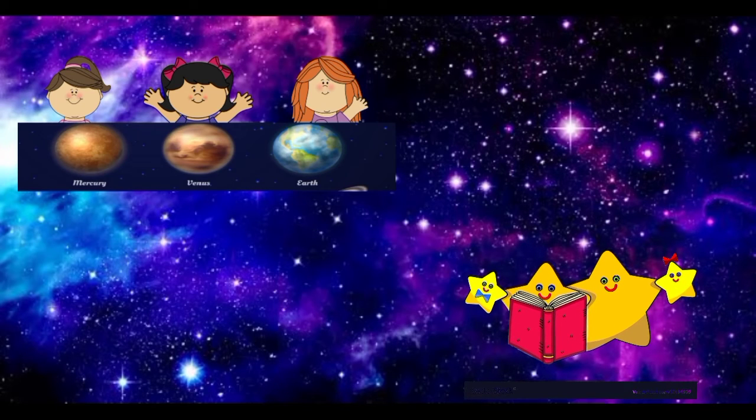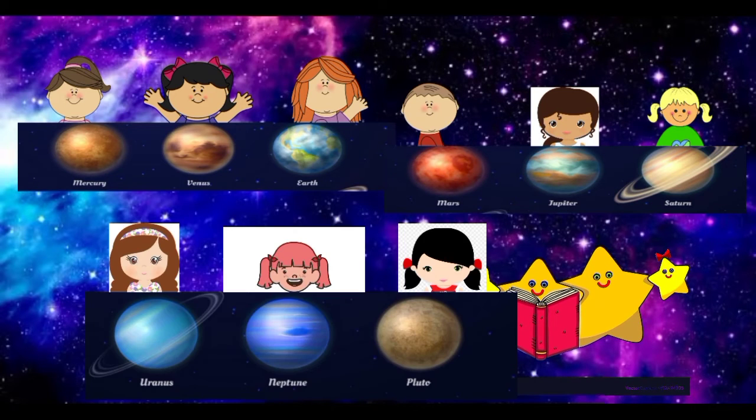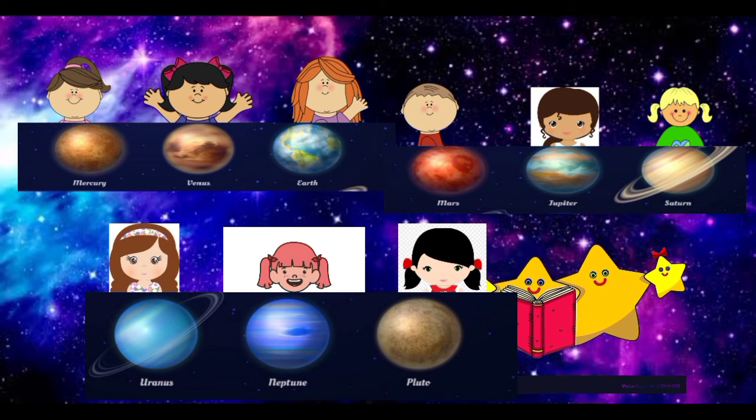I'm Mercury. I am Venus. Hey guys, my name is Earth. I am Mars. You can call me Jupiter. I am Saturn. Nice to see you. Uranus is my name. You can call me Neptune. Nice to know you guys. I guess I'm a dwarf planet.